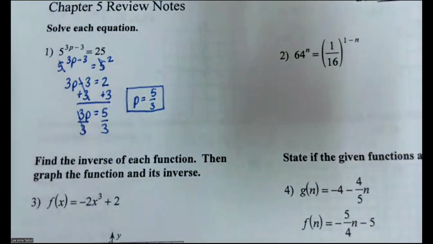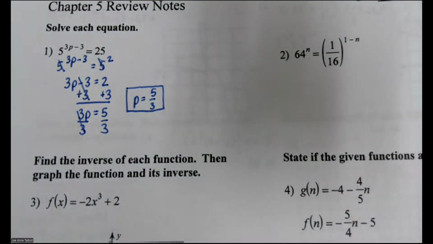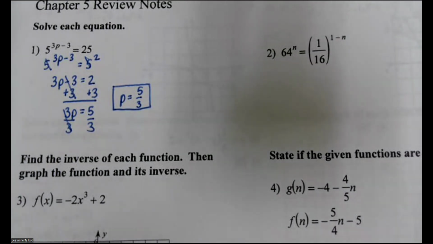P equals 5/3. I'm not going to be freaked out by how weird that number is because I'm going to remember that Miss Rice and Miss Talbot do not want you to be able to guess and check them. So we're going to give you some kind of weird answer. Just jerks like that to make you actually have to do the problem. Okay.